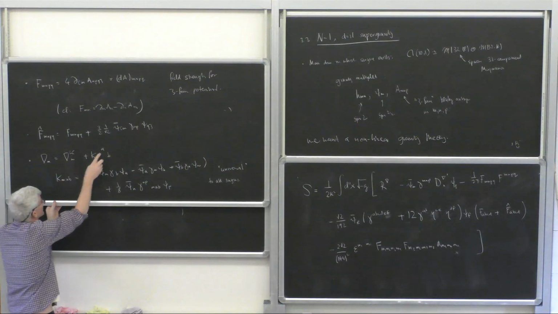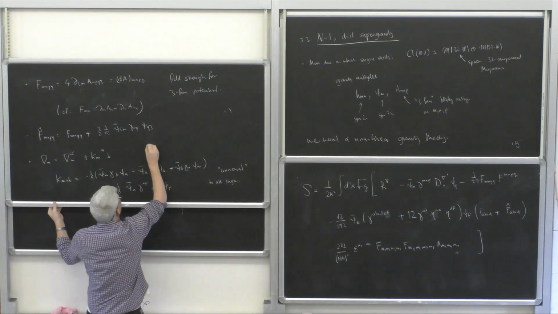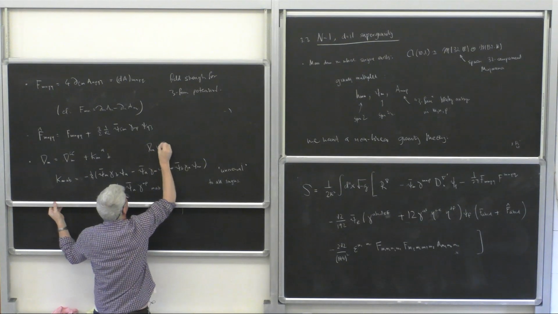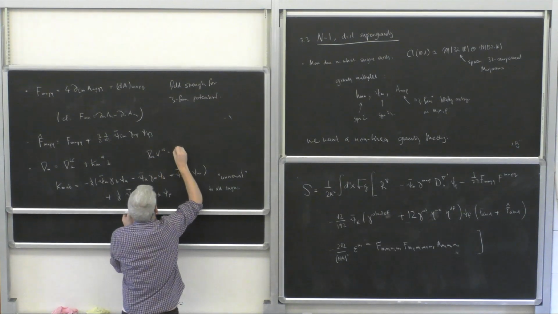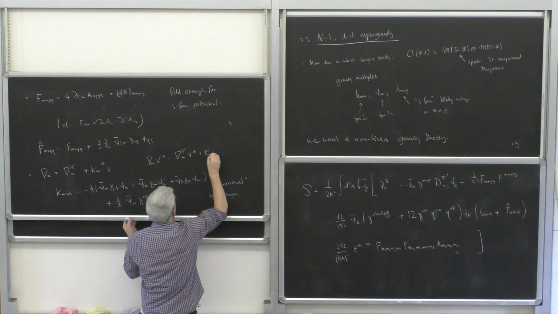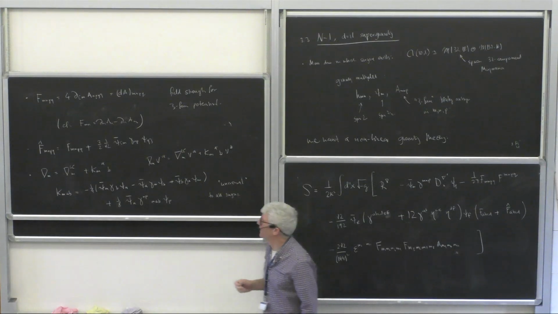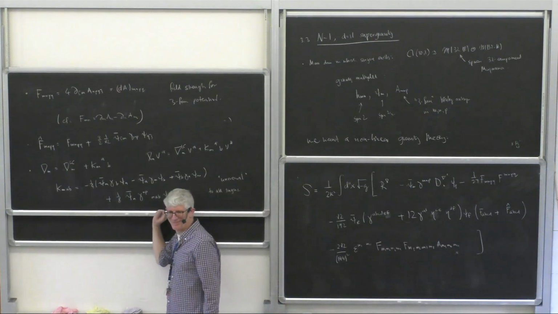When I write this, I've got AB here and I don't have anything there. So what I really mean is that nabla M on V^A is nabla Levi-Civita M on V^A plus K_MAB V^B. Yeah, I'm getting lazy.